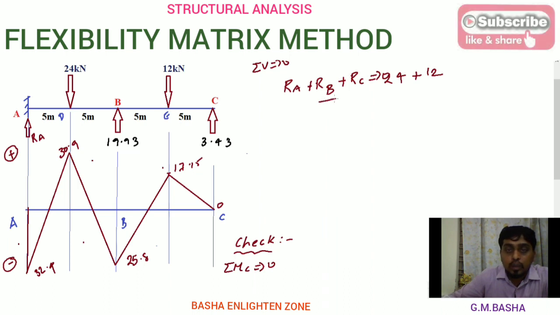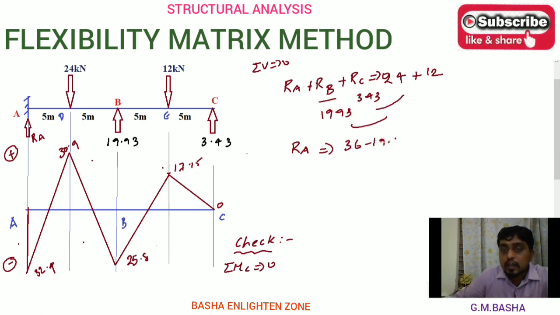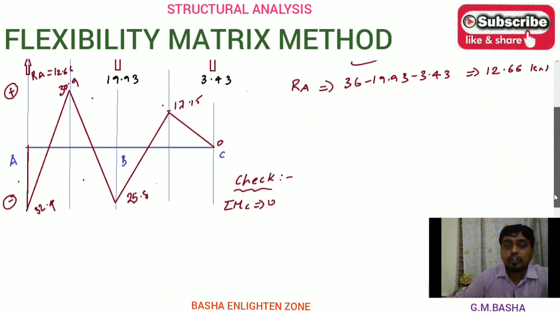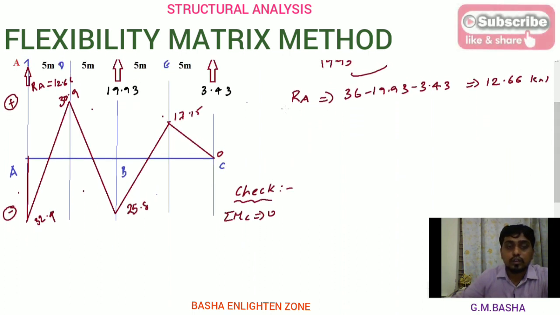Already you people know what about RB. This will be unknown force which is 19.93 and this one will be 3.43. If you send both these values this side and simplify, you will get RA value directly. 36 minus 19.93 minus 3.43. So your RA value will be, maybe there is a chance of getting 12.66 kilonewton. So here your RA value will be equal to 12.66 kilonewton. Again, after that I am going for check reference value.